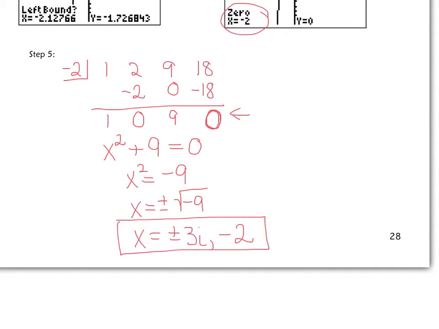So again, remember, if we started with a cubic, something to the third degree, we're going to get 3 zeros. When you look at the graph, you see that there's one real 0. Doing synthetic division gives us a polynomial that we could then solve and get the two imaginary zeros.